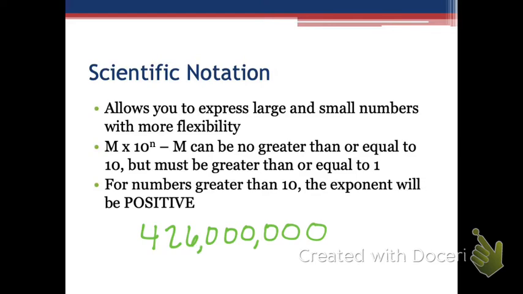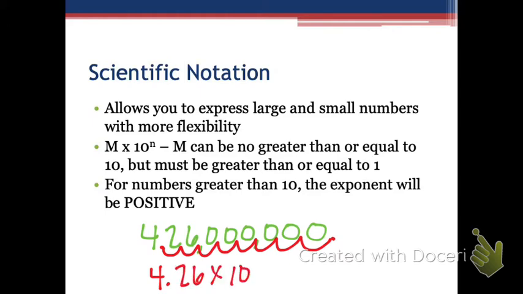Let's say I wanted 426 million in scientific notation with 2 decimal places. Here's my original decimal. Between what 2 digits does it need to go now to put it between 1 and 10? The 4 and the 2. And between that is 1, 2, 3, 4, 5, 6, 7, 8 spots. So 4.26 times 10 to the positive 8th.